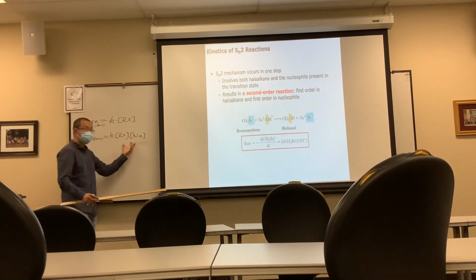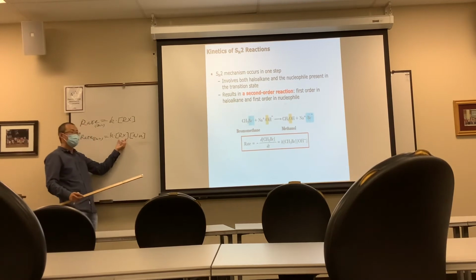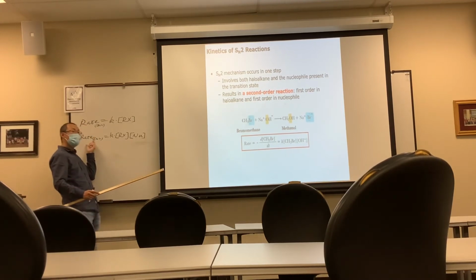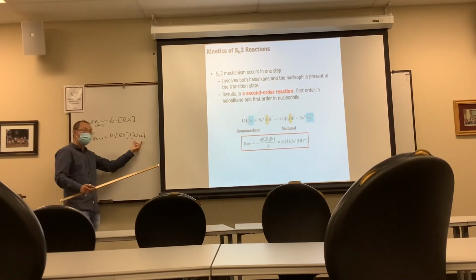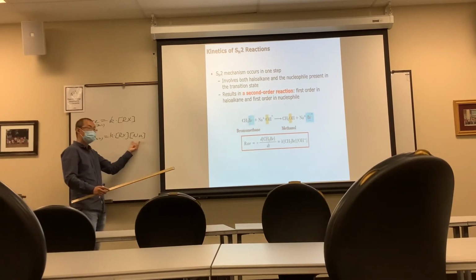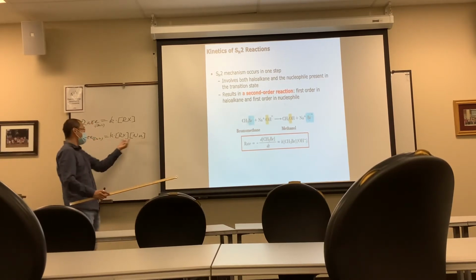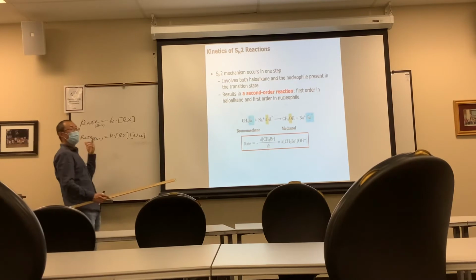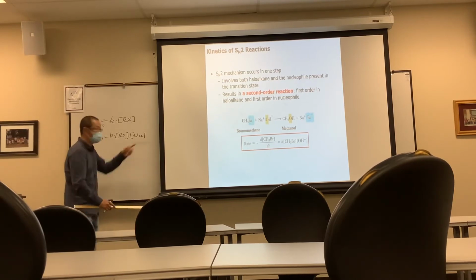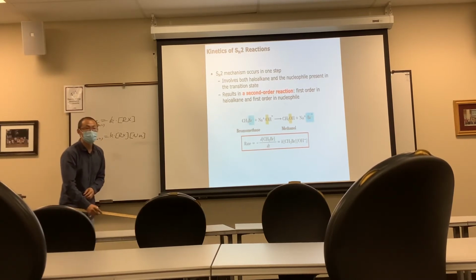And we can explain this way. If I double the concentration of RX, the rate what? Doubles. If I double the concentration of nucleophile, the rate doubles. If I double both, the rate will be what? 4 times. 2 times 2. Does it make sense, guys?